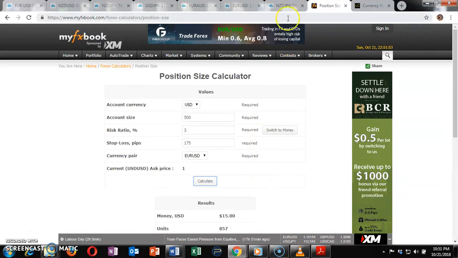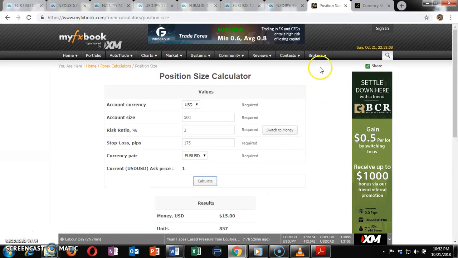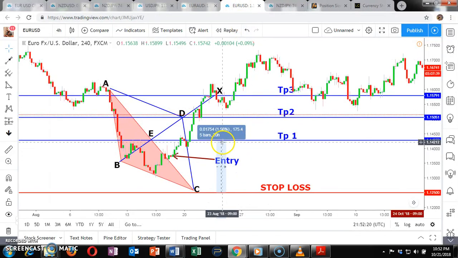So you go to your MetaTrader, and from the video you watched of how we actually use the MetaTrader 4, you go into your MetaTrader 4 and input lot size as 0.009, right? And then you put in your take profit. You can either choose take profit 1, or you can choose take profit 2, or you can choose take profit 3.